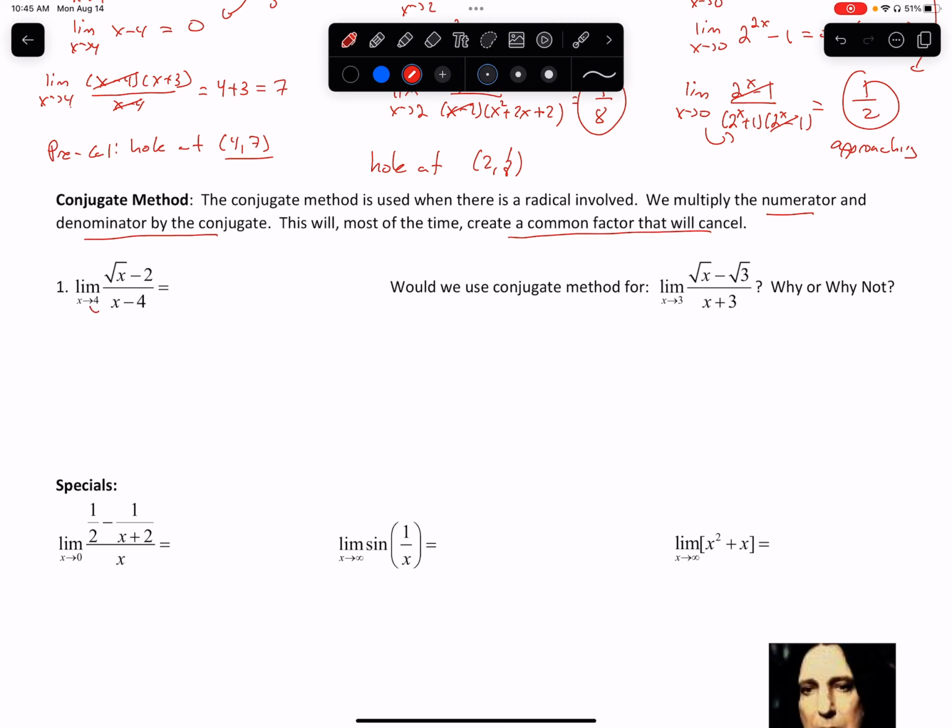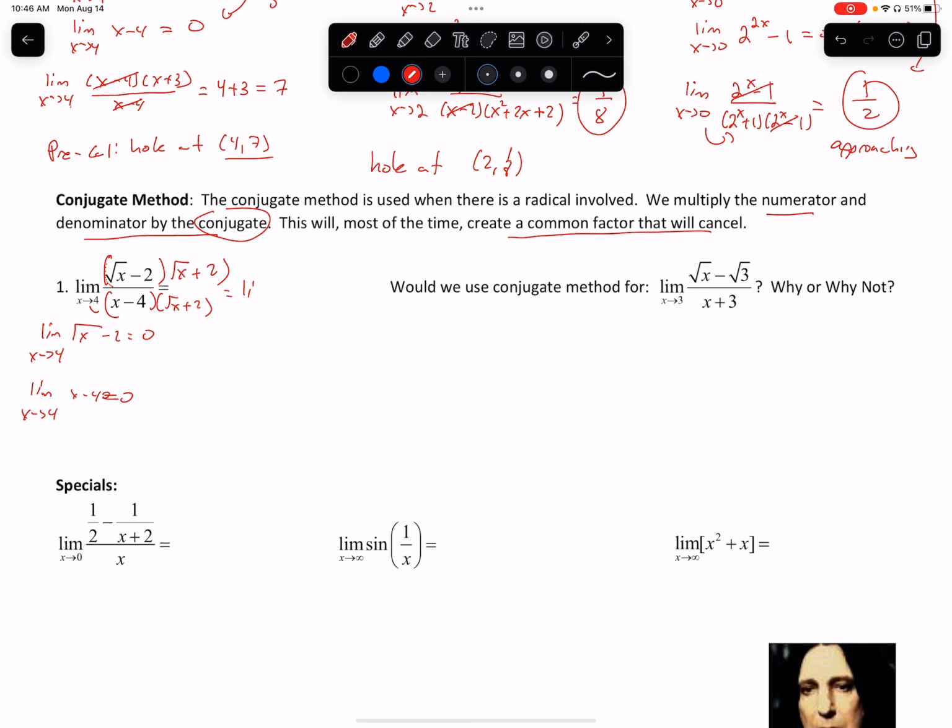If I try plugging it in, I'm going to get the limit as x approaches 4 of root x minus 2 is 0. On the bottom, also equals 0. So I can't factor this one so well. So what am I going to do now? I'm just going to do the conjugate. And all that does is you're going to multiply top and bottom by the conjugate of the numerator. So remember, the conjugate says if it's a plus b, we get a minus b. I do the same for the bottom.